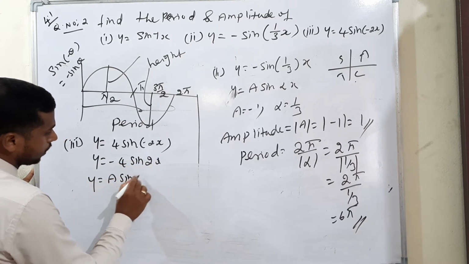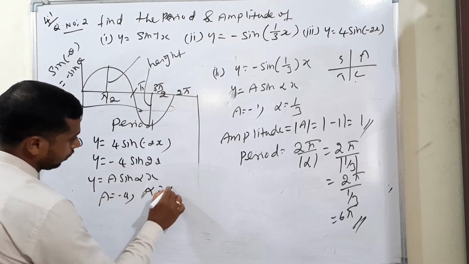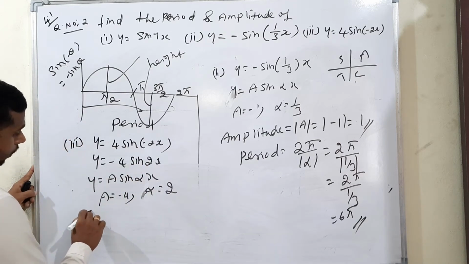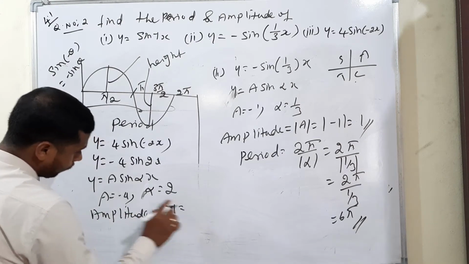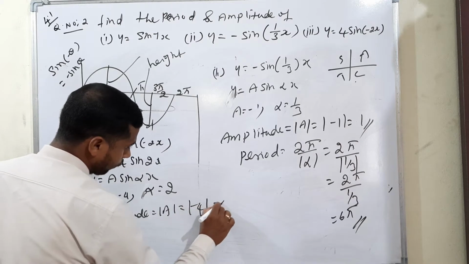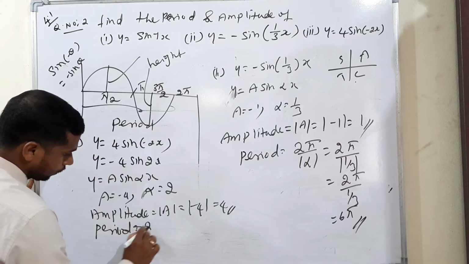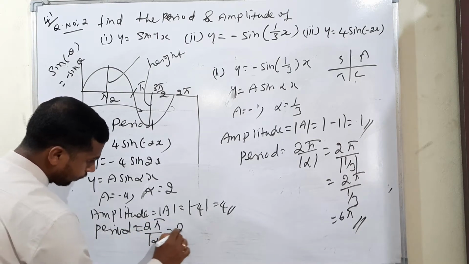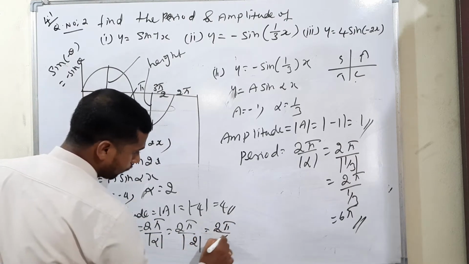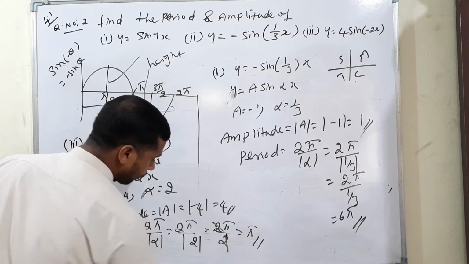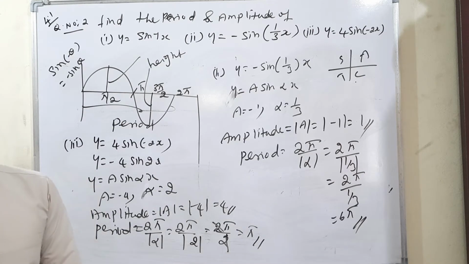So y is equal to a sin alpha x, where a is equal to minus 4 and alpha is equal to 2. Amplitude is the modulus of a, the modulus of minus 4, so the answer is positive 4. Then the period is 2 pi by modulus of alpha, which is 2 pi by 2. The 2s cancel, so the answer is pi for the period in subdivision 3. Okay, so the 3 subdivisions are over. I will continue with the next question. Stay on the line.